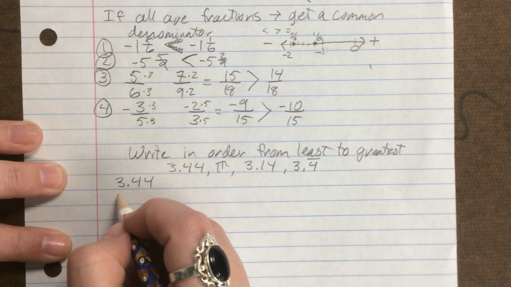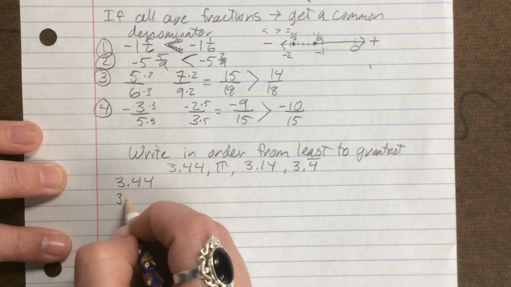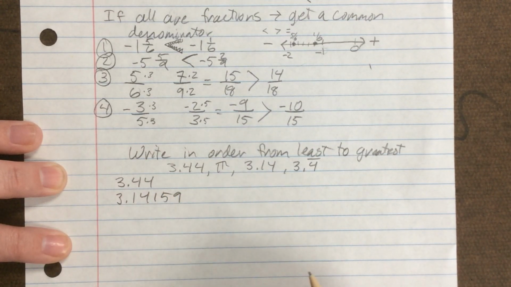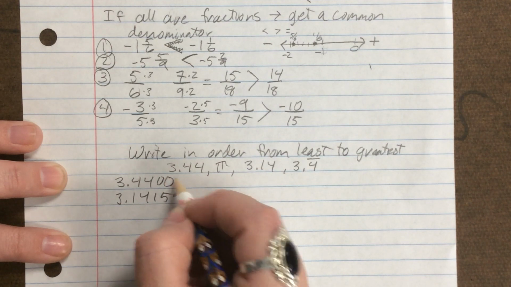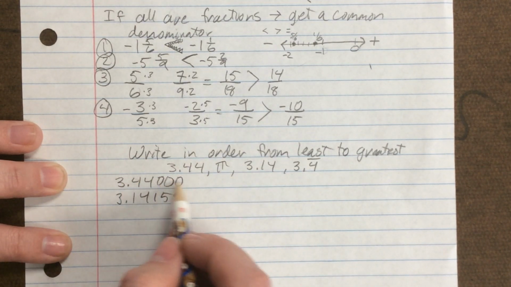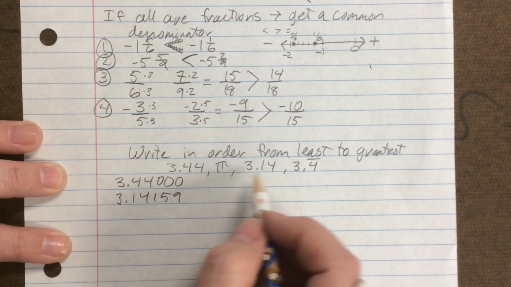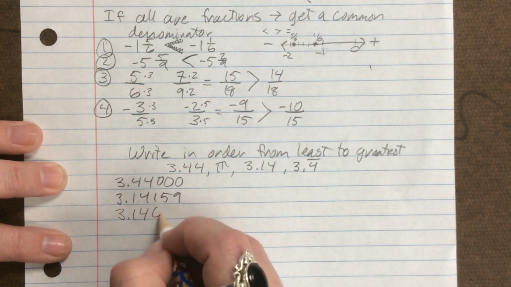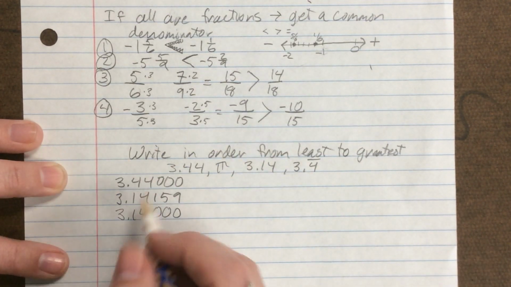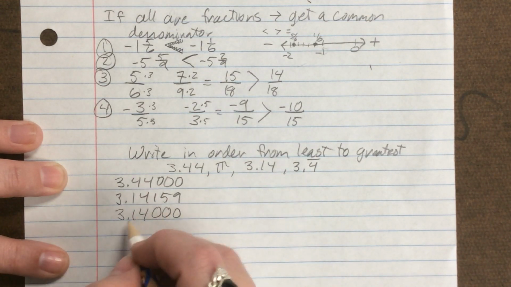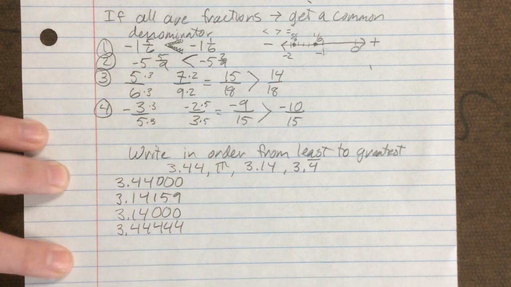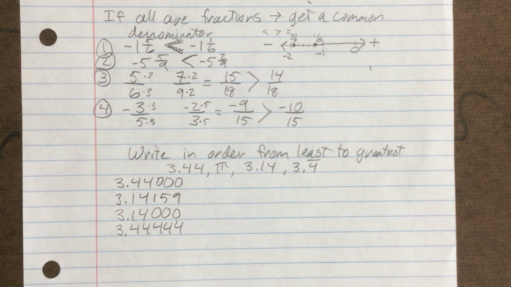Pi, usually we use 3.14159. I think that's going to be sufficient. I don't think we have any more decimal places. I'm going to add in some zeros just so they all go to the same place. This one is just 3.14, which means we'll have zeros after it to fill it in. And then this last one, 3.44444. Okay, I feel good about that.